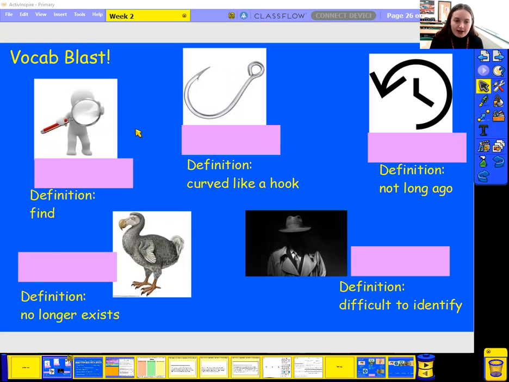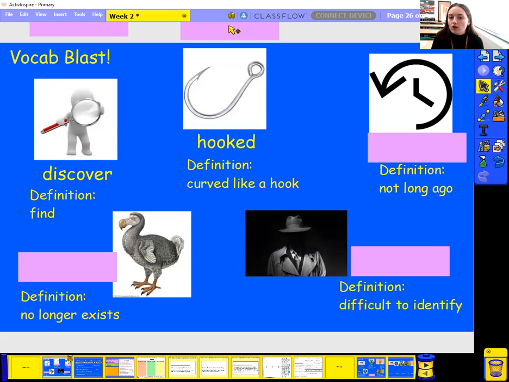If you know it, shout it out. Brilliant, well done. It's discover. Discover, it means find, and that's why I've got a little man with a magnifying glass looking for something. So if you discover something, you find something. Okay, next one, I have got a picture of a hook, and the definition is curved like a hook. If you remember what this word is, shout it out now.